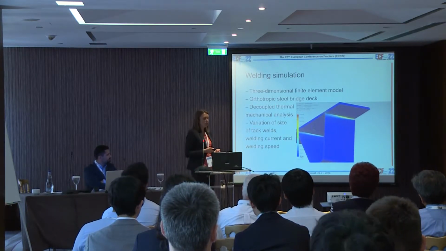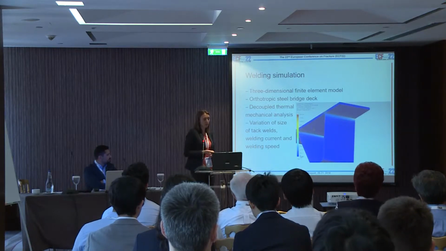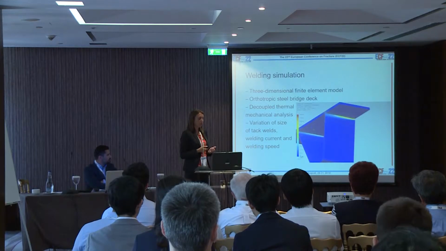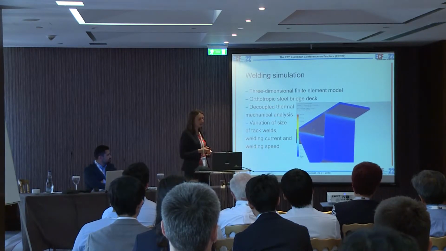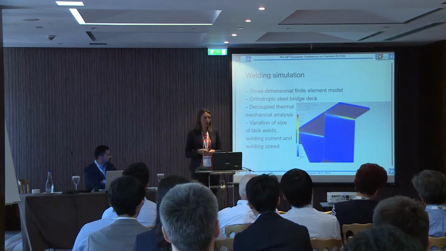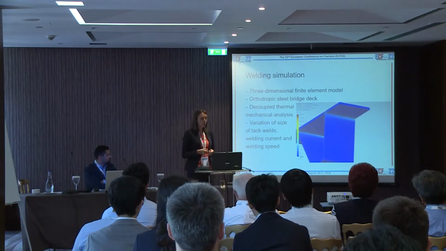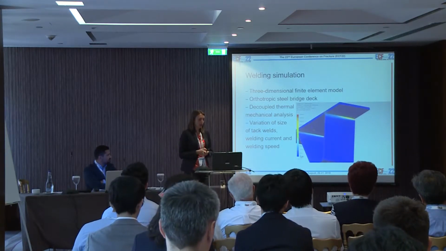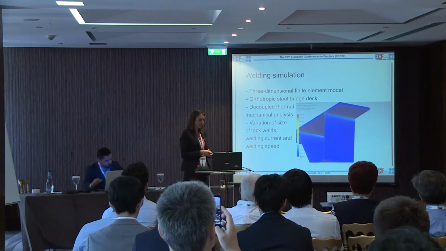We are going to look at the welding process and the parameters used during this process. We will see a variation of the size of the tack welds, the welding current, and the welding speed in order to obtain the most optimal welding procedure, which leads to the minimal amount of tensile residual stresses.